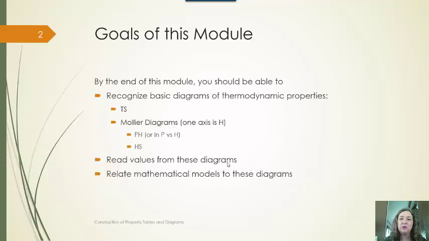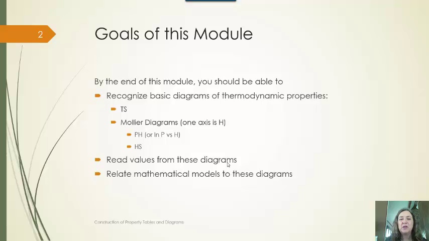So in this module, what we're going to learn to do is to recognize some of the most basic diagrams of thermodynamic properties. Now we've already looked at the PV and TV diagrams, but some of the other ones that are very common, especially historically, are the temperature versus entropy diagram, and then a family of diagrams called Mollier diagrams. A Mollier diagram is simply any diagram with one axis being enthalpy.